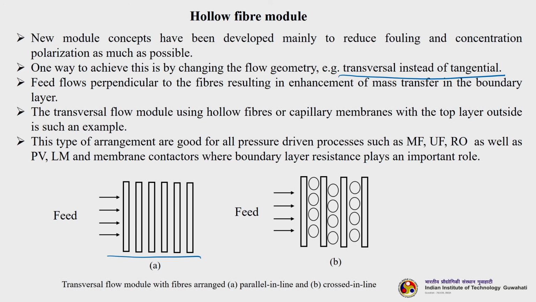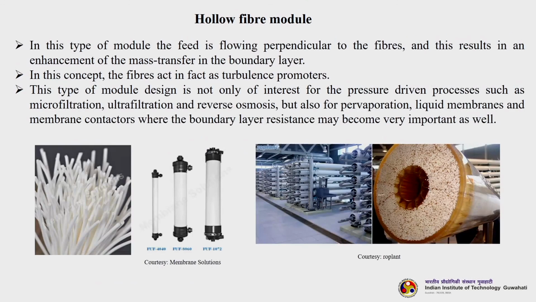This type of arrangement is good for all pressure driven processes, whether it is microfiltration, ultrafiltration, RO, as well as pervaporation and liquid membranes, and especially membrane contactors where boundary layer resistance plays an important role. In many membrane systems, the boundary layer resistance plays an important role, and wherever it is anticipated to play a greater role, because it will provide more resistance to flow, your separation will be drastically reduced. In such systems we can go for this type of transversal flow instead of the tangential flow.